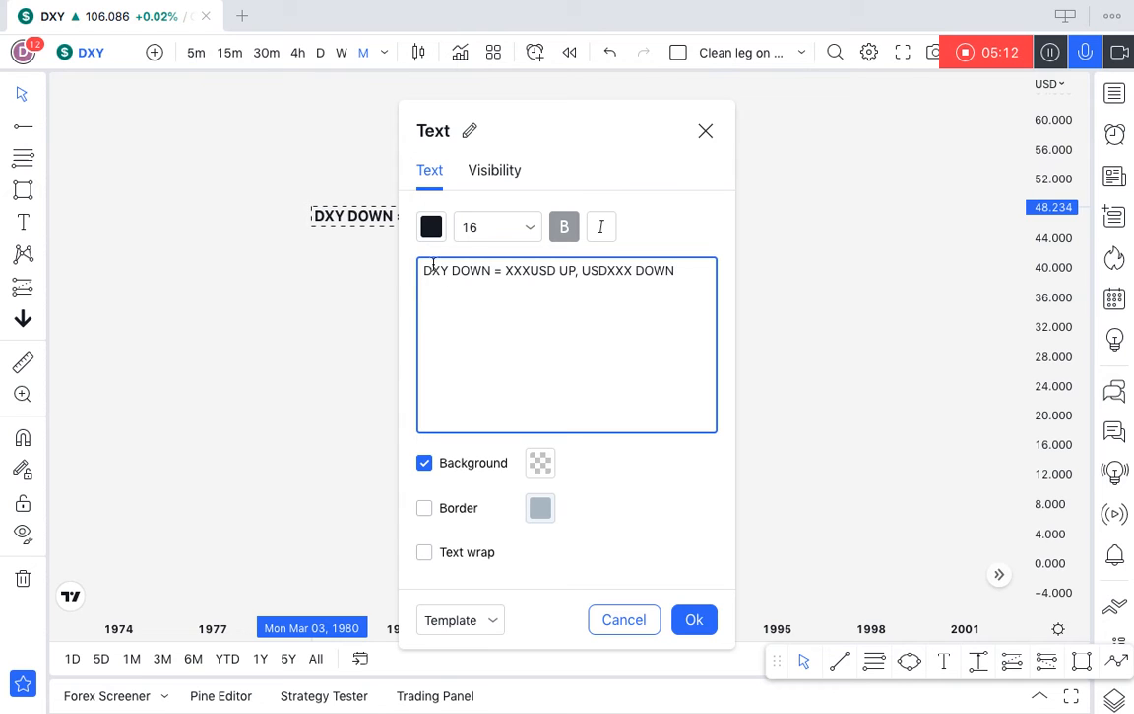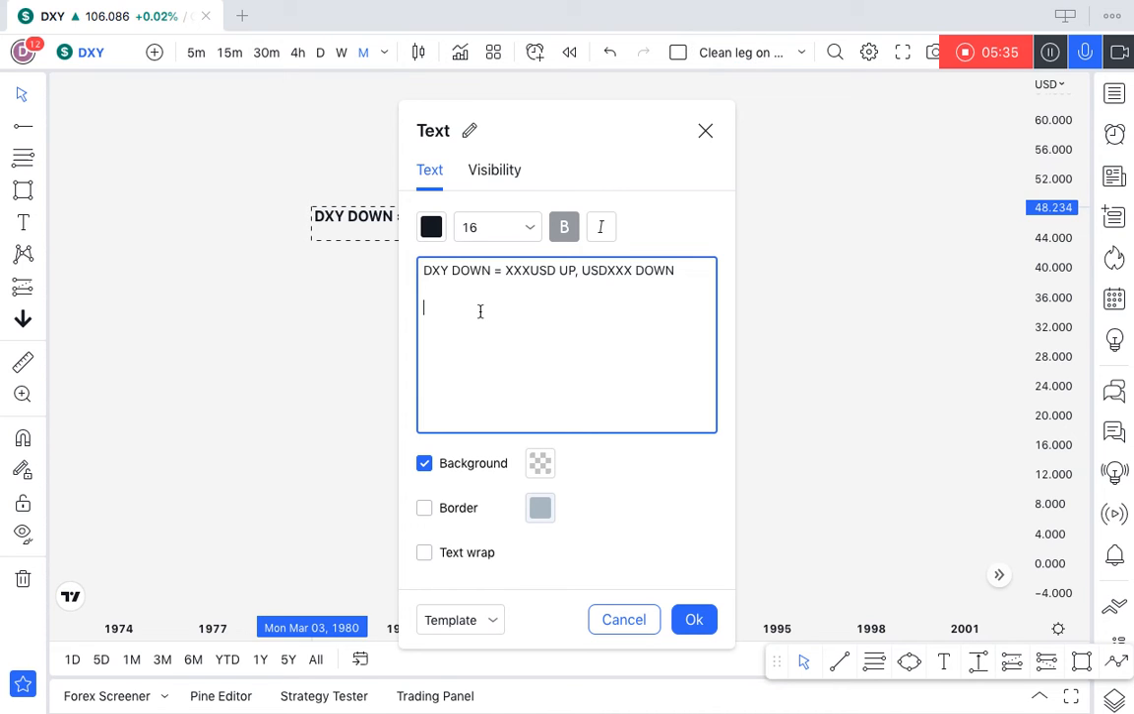Okay, like this is what controls. It's like a pilot. This DXY is like a pilot that literally controls, this guy follows this guy. USD XXX pairs follow this guy, while XXX USD pairs do the exact opposite. Okay, now let's move to the next one.